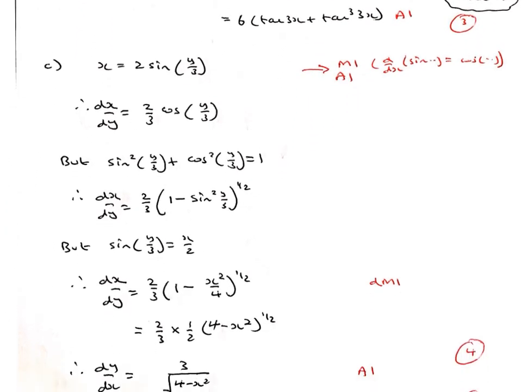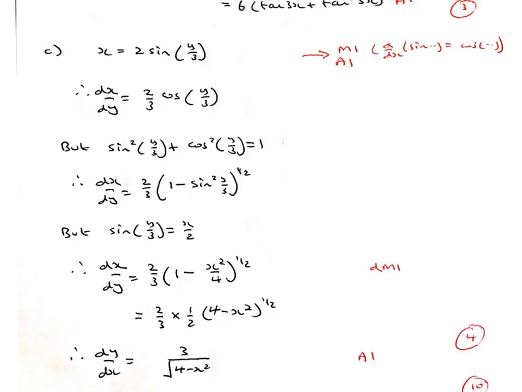Now let's look at part C. We've got x is 2 sine y over 3. So let's differentiate. Sine differentiates to cos, y over 3 differentiates to 1 over 3, and there was a 2 there anyway. But sine squared and cos squared is 1, so instead of writing cos, I can write the square root of 1 minus sine squared. There's the square root there, it's 1 minus sine squared. But sine y over 3 is x over 2 from here. Divide both sides by 2. Sine y over 3 is x over 2. So instead of writing sine squared y over 3, I can write x squared over 4.